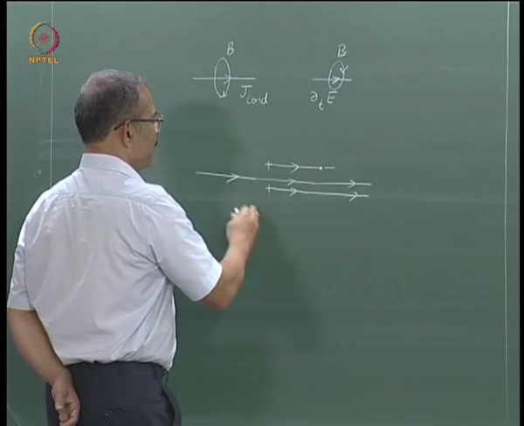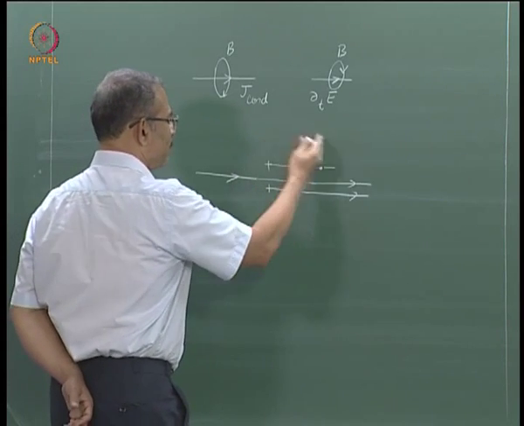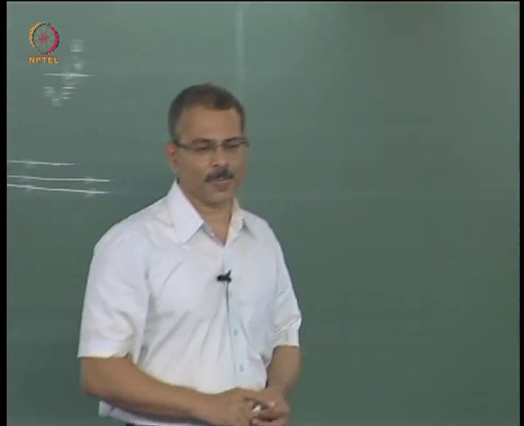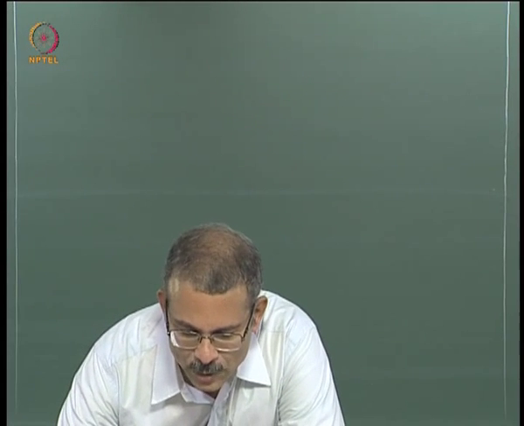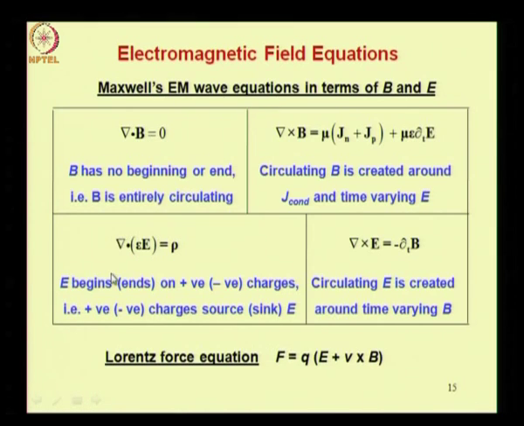Okay. Now the accounting of all this is what is done in these equations: divergence of epsilon E equal to rho, and divergence B equal to 0. Both these are the Gauss's laws. Now curl E is equal to minus dou B by dou T. So this is an equation which tells you what is the source of the electric field. Apart from static charges rho, the electric field also is created by a changing magnetic field. So circulating E is created around time varying B.